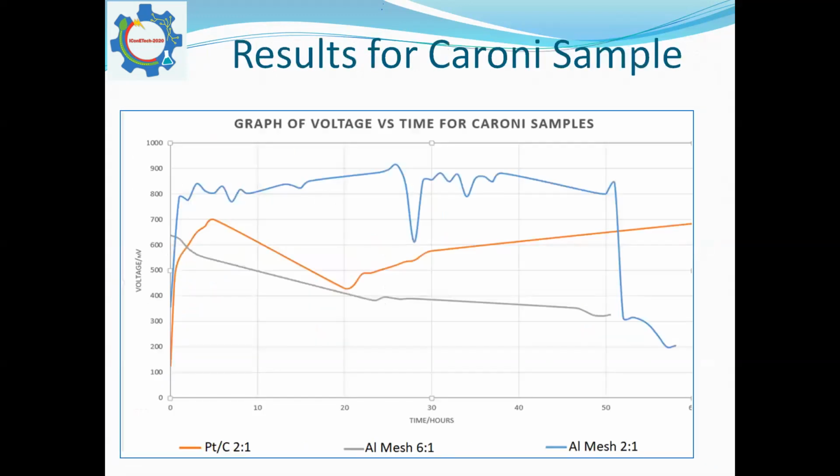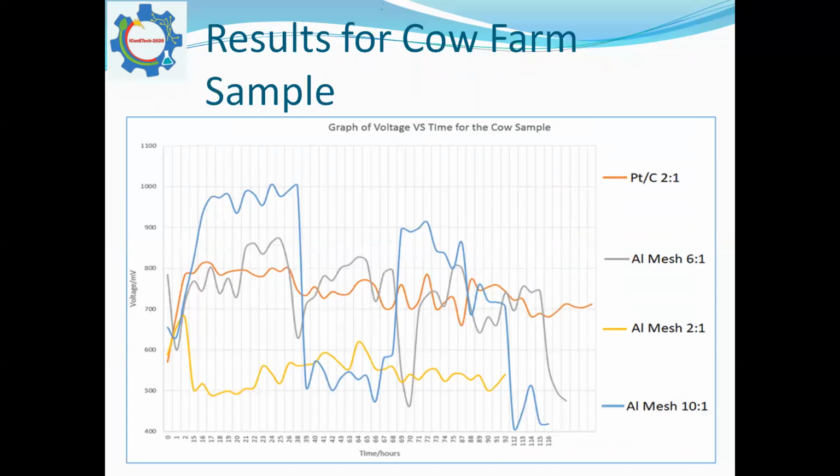Caroni sample shows a similar trend where aluminum mesh 2:1 achieved higher voltages than platinum carbon, while platinum carbon was more stable. Aluminum mesh 6:1 maintained a low voltage throughout. Results from the cow farm sample also followed a similar trend, except that in all cases voltages were much higher.